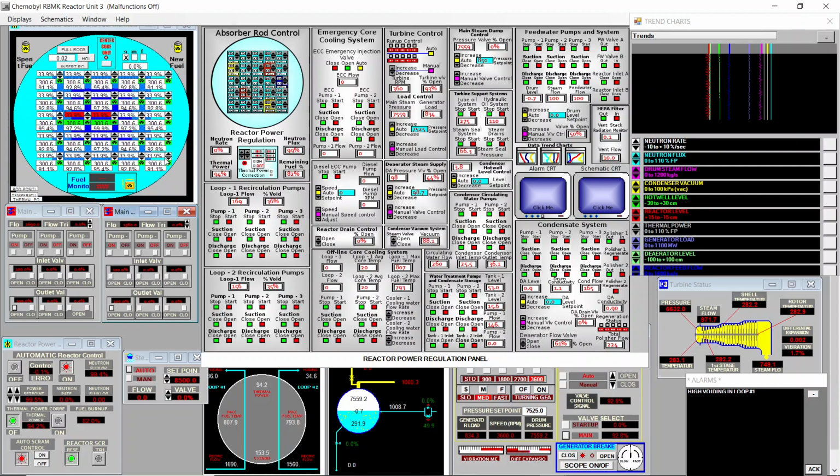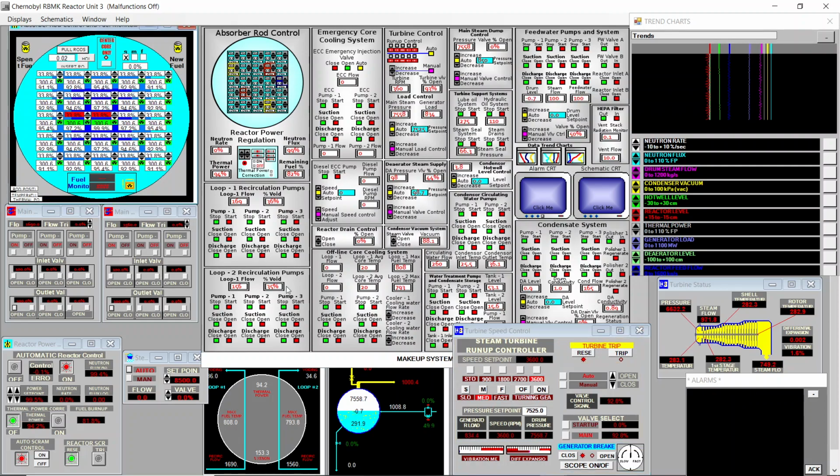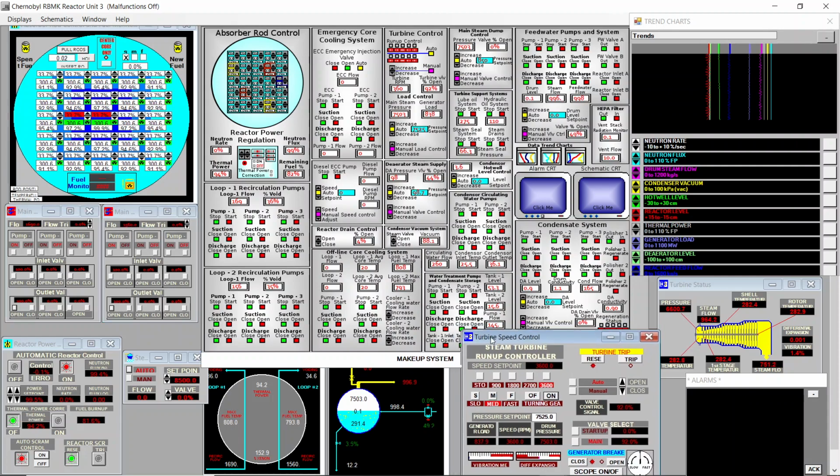So you see, I have quite an unusual arrangement of the windows. Usually I have the turbine below the absorber rod control panel, but now, because I want to have a close look into the flow of loop 1 and loop 2 and also the voiding, I have these windows here and the turbine down here.